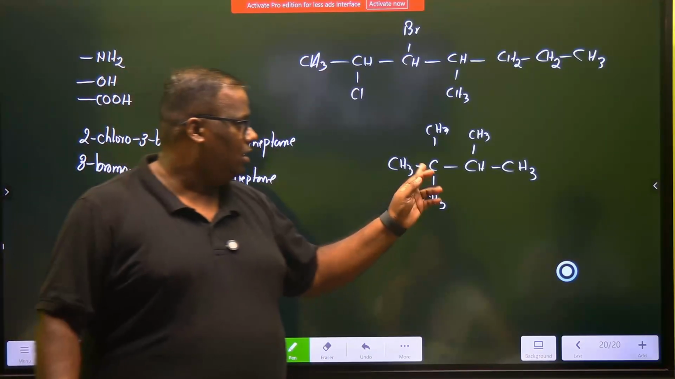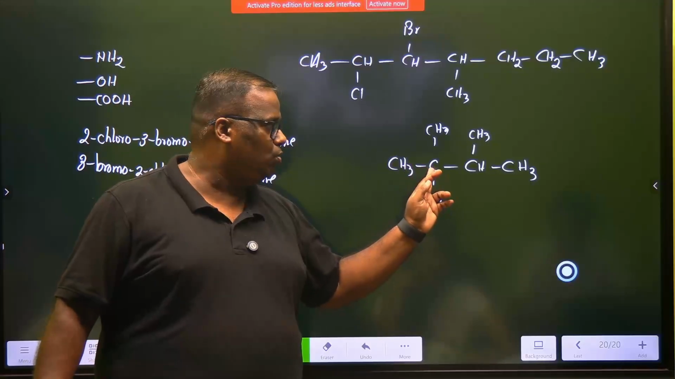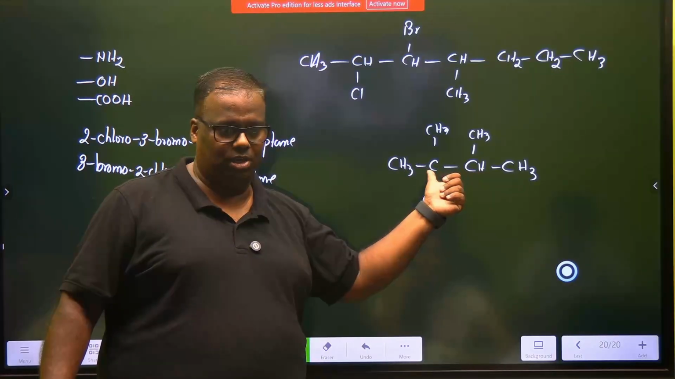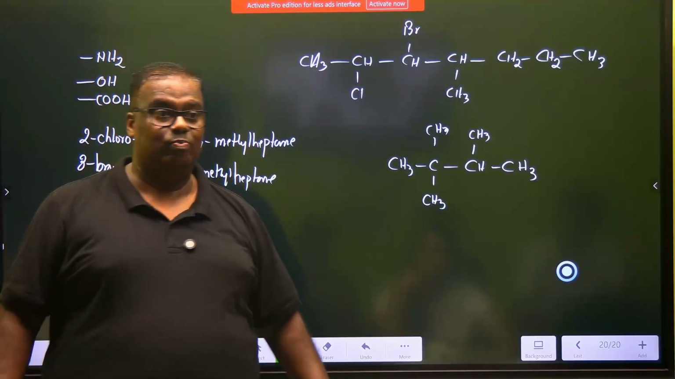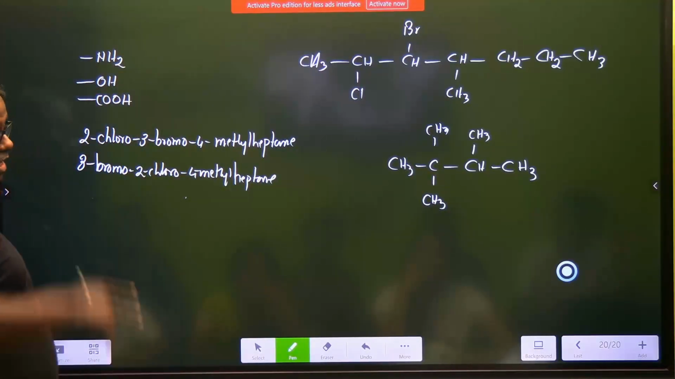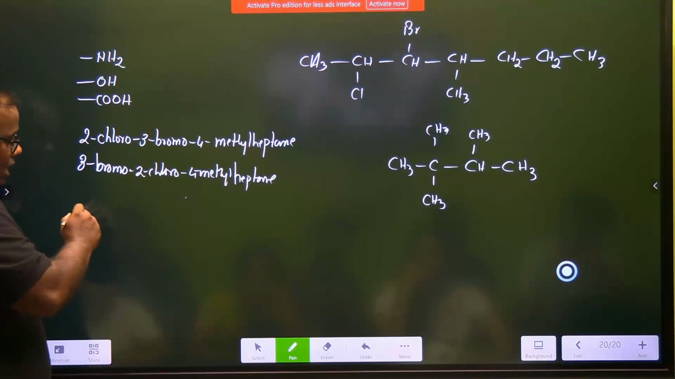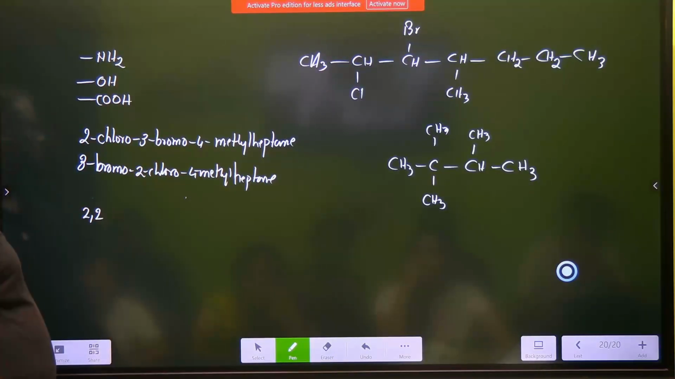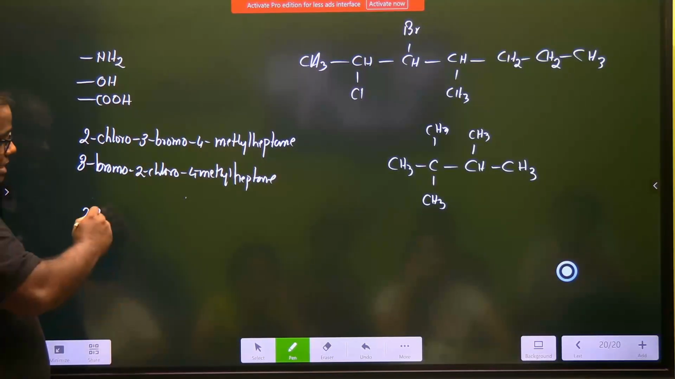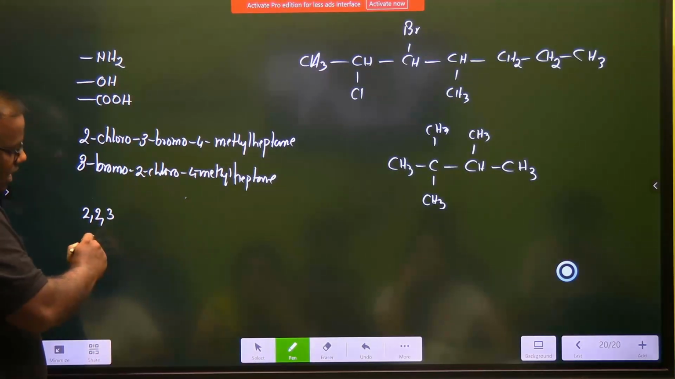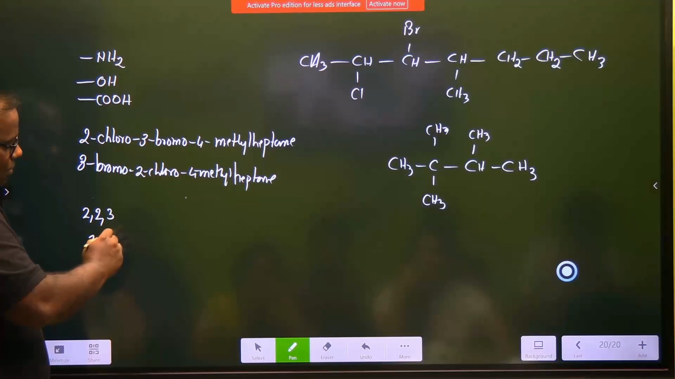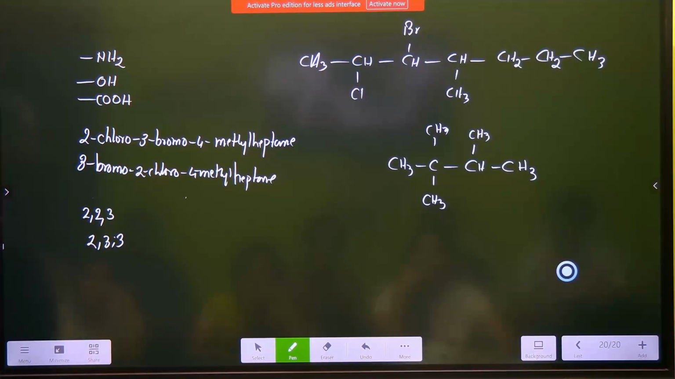No. This will be either 2 and 3. Here also it is 2 and 3. But which one will you select? You all are not seeing it properly. If you go this way, there is a double branching at 2 and a single branching at 3. If you come that side, there is a single branching at 2 but a double branching at 3. Which number is smaller? First one is smaller, so we'll go with the first one.